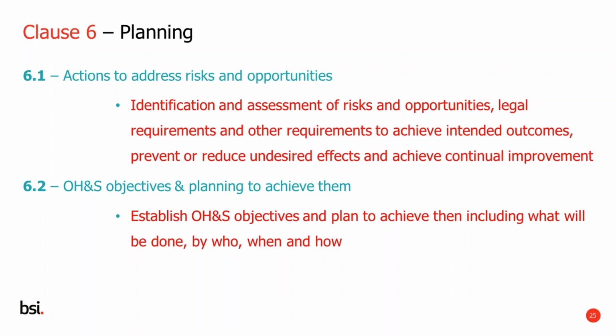So think about that. And then from there, you can assign the objectives and targets, and then plans to achieve them as well. You have to establish occupational health and safety objectives at different levels, and then have a specific plan to achieve them, including what will be done by who, when, and how, with what resources, and what happens if you don't achieve it. Your objectives and plans are required to be kept as documented information again.